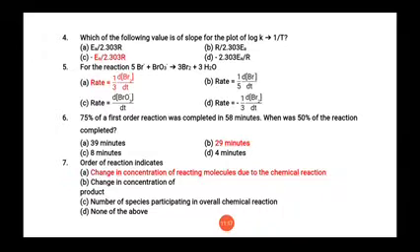So you know that order of reaction always indicates change in concentration of reacting molecules due to the chemical reaction, because you know that whenever bonds of reactants are broken and new bonds are formed, products are formed. So the correct answer is option number A, change in concentration of reacting molecules due to chemical reaction.